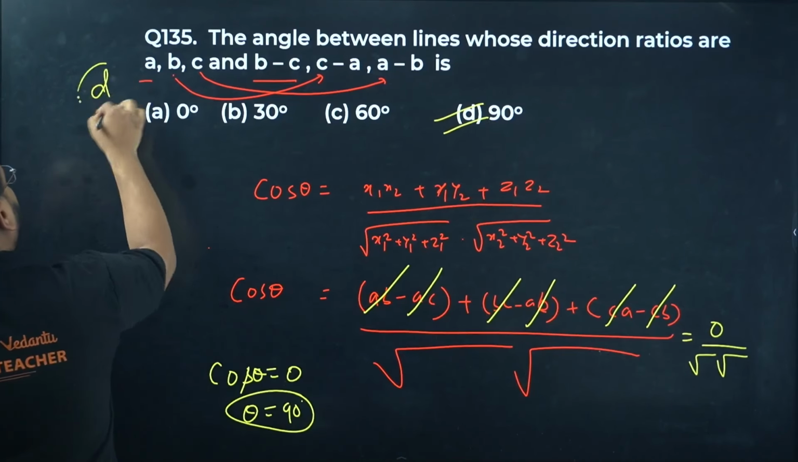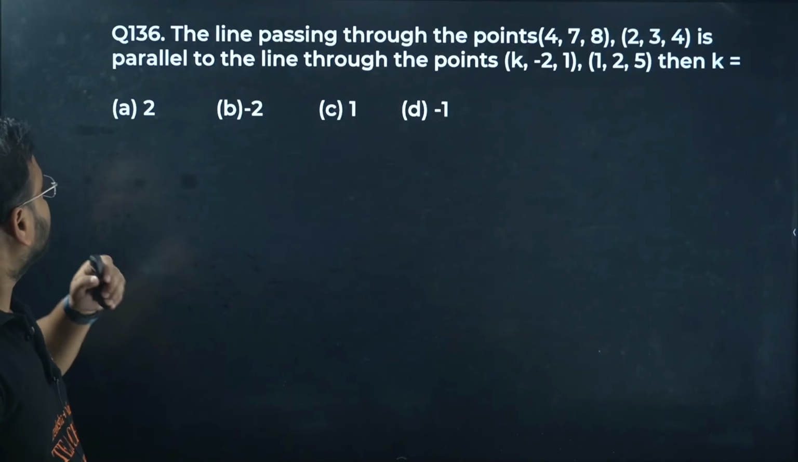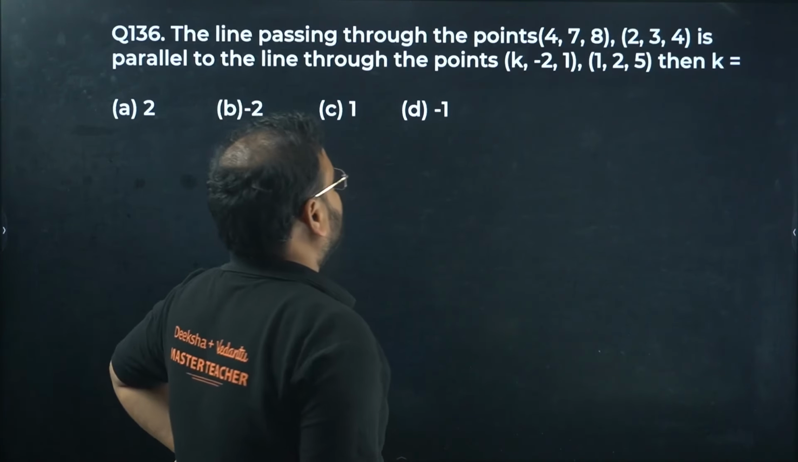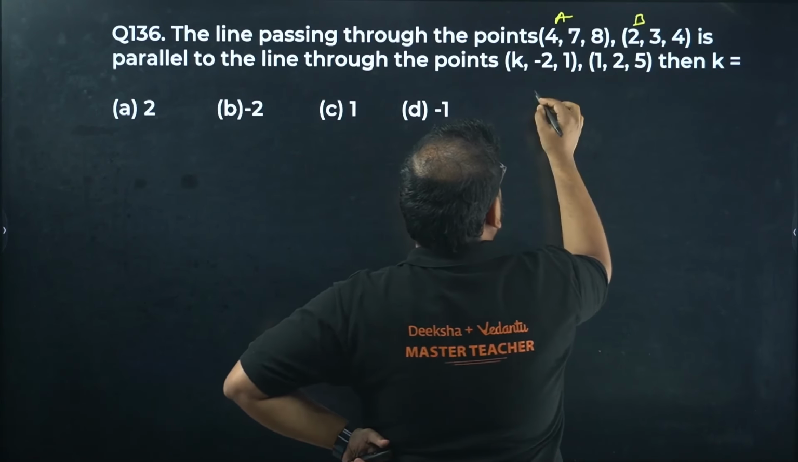Theta is what? 90 degrees. Have a look. Clear? Line passing through the points. This is parallel to the line. Okay, so let's call this line AB and this PQ.